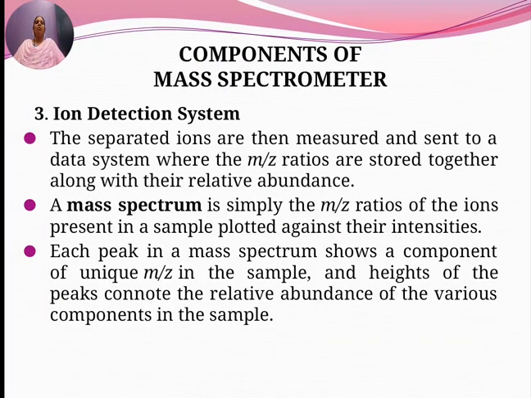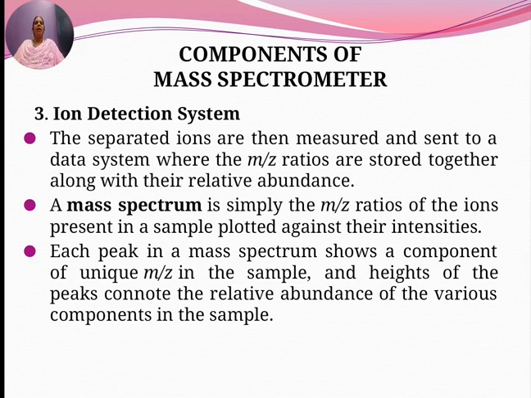Coming to the third component, the ion detection system. Now the ions are separated. First, the sample is converted into gaseous state. Ionization is taking place there. After the ions are produced, they are separated using the mass analyzer based on the mass to charge ratio. After they are separated, they need to be detected, to see how many ions are present.